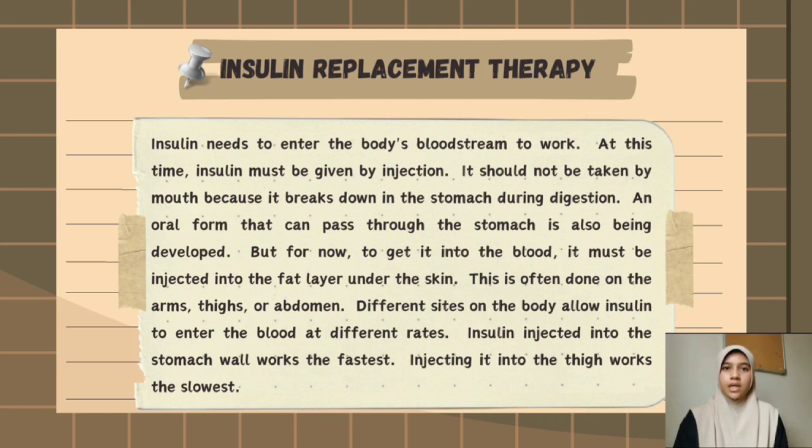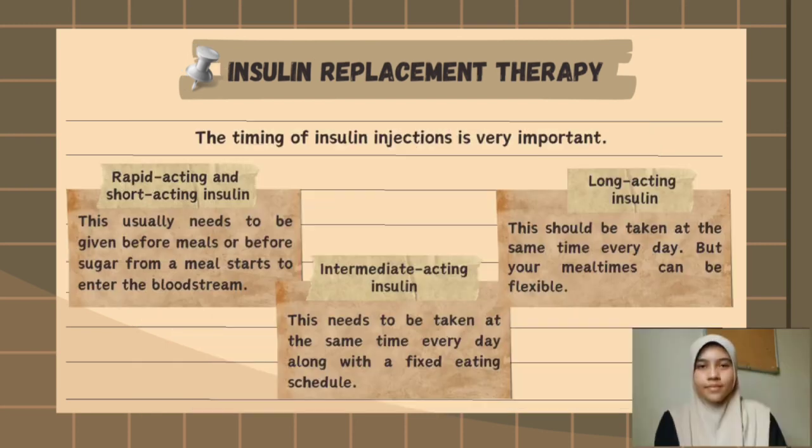Different sites on the body allow insulin to enter the blood at different rates. Insulin that is injected into the stomach wall works the fastest. Injecting it into the thigh works the slowest.